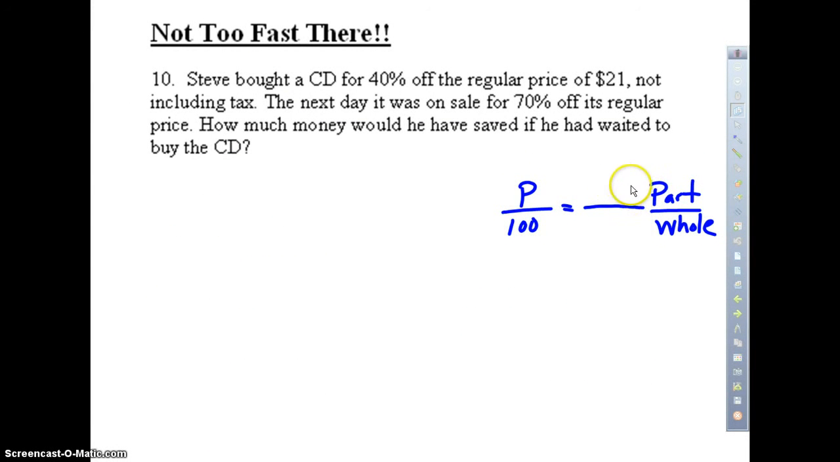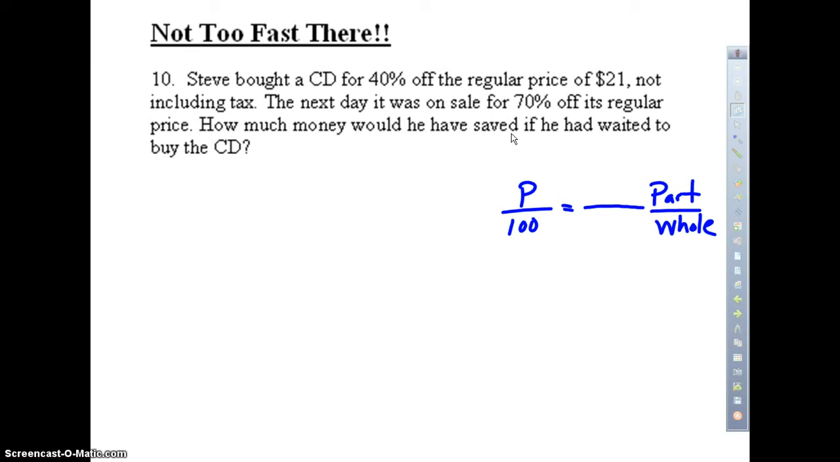Let's go to the section that says, not too fast there. Steve bought a CD for 40% off the regular price of $21, not including tax. The next day it was on sale for 70% off the regular price. How much money would he have saved if he had waited to buy the CD?